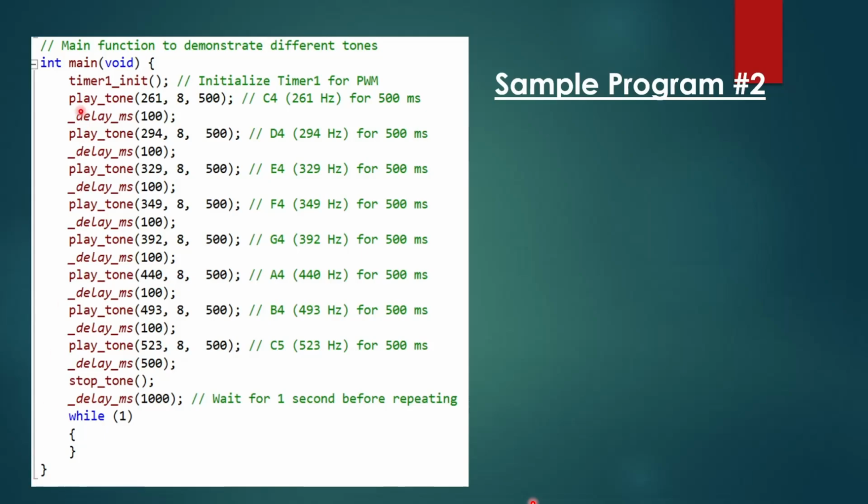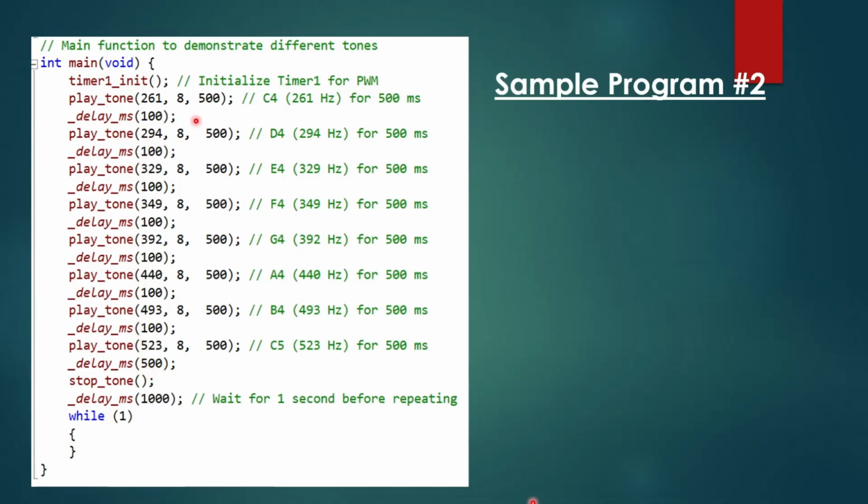So finally, let's talk about the main program. The first thing it does is initialize the timer, which is the only thing we really need to initialize here. And then it calls the play tune routine. As I noted, the first parameter is the desired frequency, then the scalar, which in this case is 8, and then the duration, which in this case is going to be 500 milliseconds. So it goes through each of the tones.